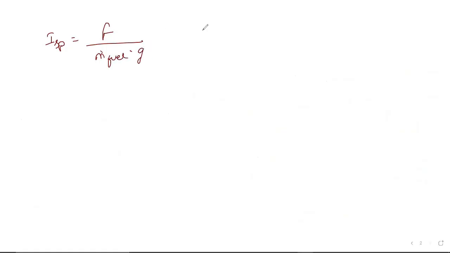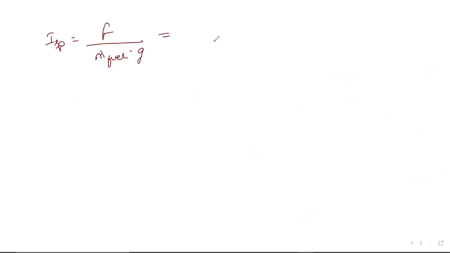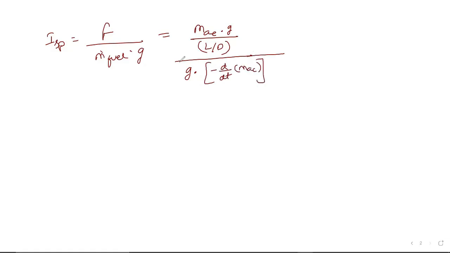So F is basically what? F is MAC G upon L by D, mass of aircraft into G by L by D. This is F. Then in the denominator, G into m fuel. Now m fuel is basically what? It is minus d by dt of MAC, right? Minus d by dt of MAC. This is the bigger fraction, with an upper fraction and a lower fraction.